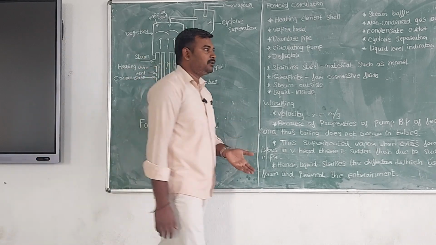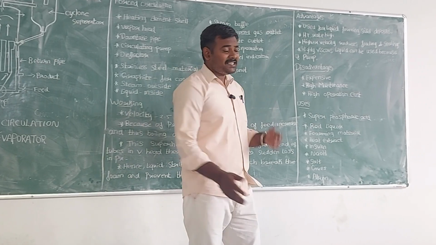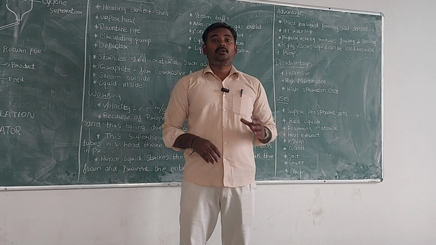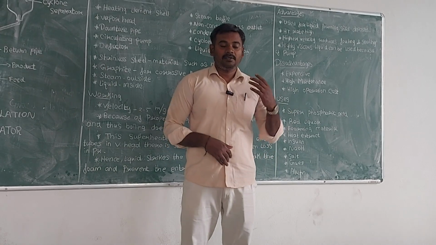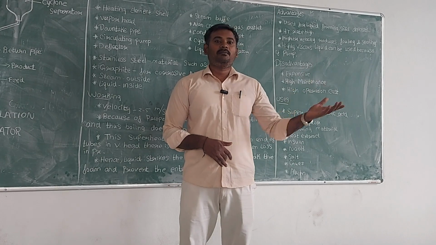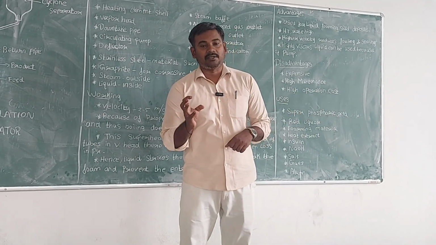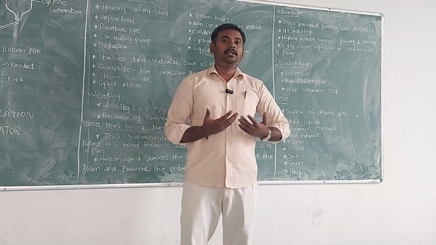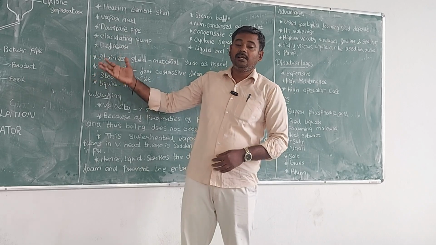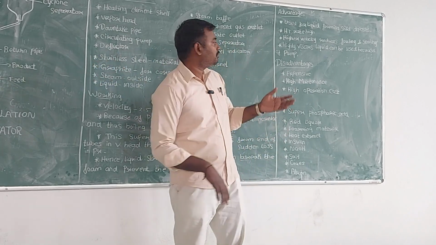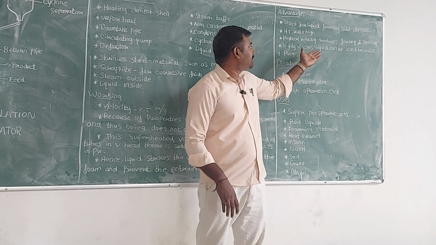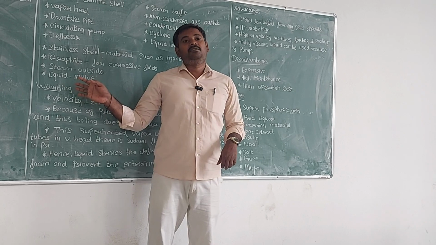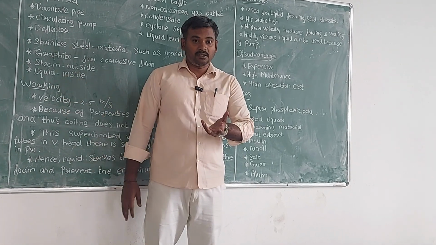Coming to the advantages and disadvantages. As we discussed in the working, this is a forced circulation evaporator, so we can use highly viscous liquids. The main drawback of natural circulation is with highly viscous liquid, because we are not giving any force to push the liquid into the tube, but here we are using the pump. So the main advantage of this evaporator is that we can go for highly viscous liquid. The next one is higher velocity, as I told you, 2 to 5 meters per second.